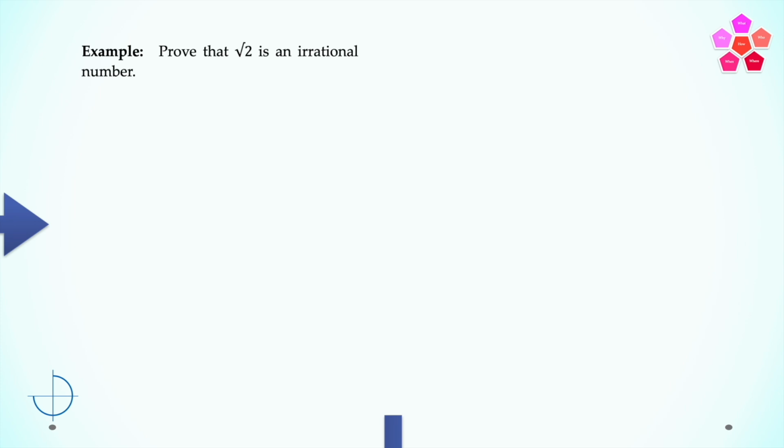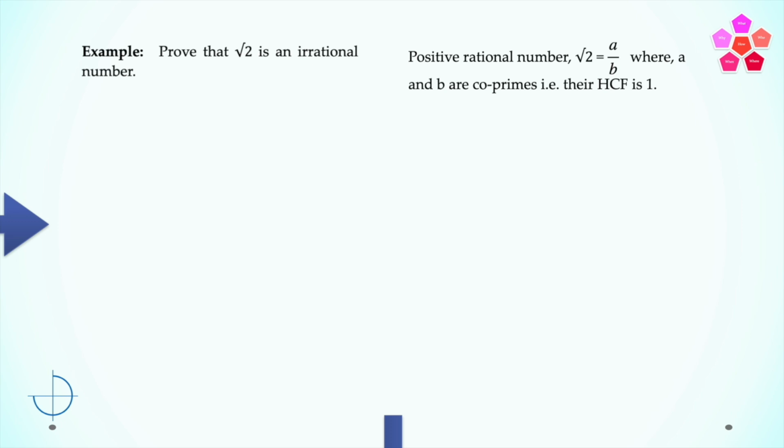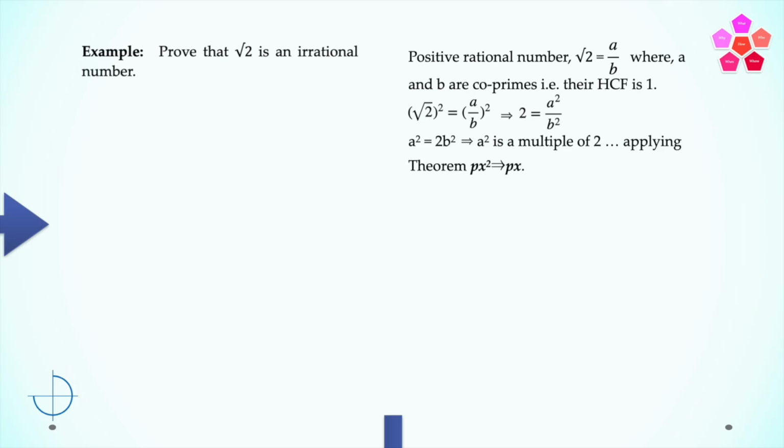Applying proof by contradiction, let us assume that root 2 is not an irrational number, or it is a rational number. So if it is a rational number, root 2 can be expressed in the form of p by q or a by b, where a and b are co-primes, that is, their HCF is 1. If that is the case and we square both sides, we see that 2 is equal to a square by b square, which implies that a square is equal to 2b square, which implies that a square is a multiple of 2.